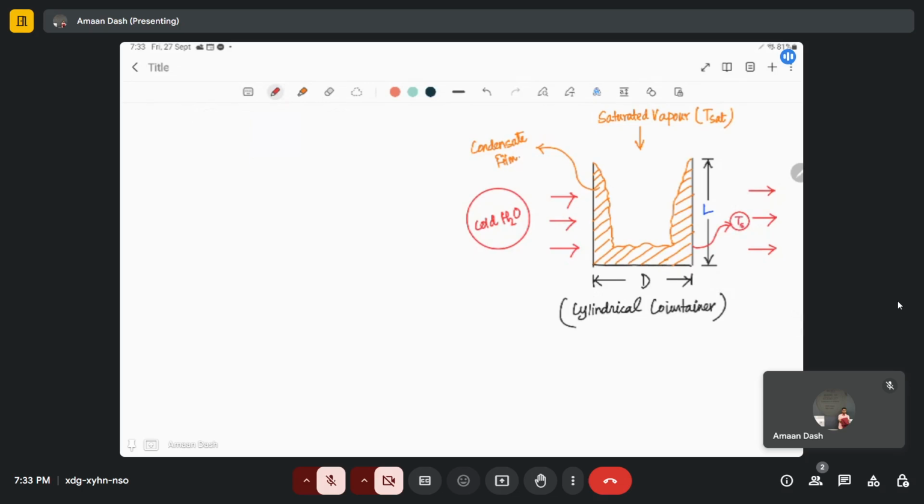This is Ts. So you understood the question. This is a cylindrical container. Saturated vapor is coming in and it is condensing because of this cold water. So it will start to rise up and fill. And what is the time it will be taking for filling the container? What is the time that is required? We'll derive an expression for that time. Okay, this is a very interesting question, right?